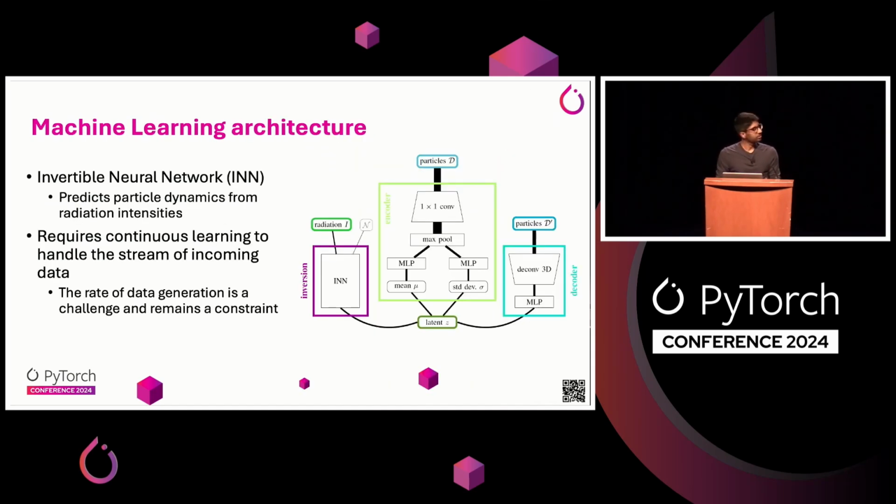So this is an overview of the ML architecture. It uses an invertible neural network, and it predicts particle dynamics from radiation intensities. The goal is, again, to find plasma instabilities, connecting radiation with the source of the plasma. Again, this has various use cases in material science and cancer applications. Due to the nature of the simulation and streaming, the model uses continuous learning, but such continuous learning techniques run into challenges due to the rate of data that is produced.